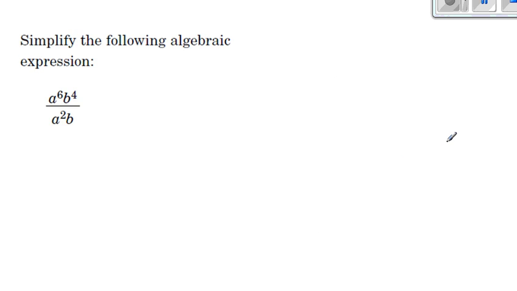Okay. So now we do some division. Simplify the following algebraic expression. So remember that when you're dividing, the exponents are subtracted. So I have a to the 6 divided by a squared, so that would be a to the 6 minus 2. And then b, well, this b is really b to the 1, so b to the 4 minus 1. So that would give me a to the 4, b cubed. Hopefully you find a question like that really straightforward.